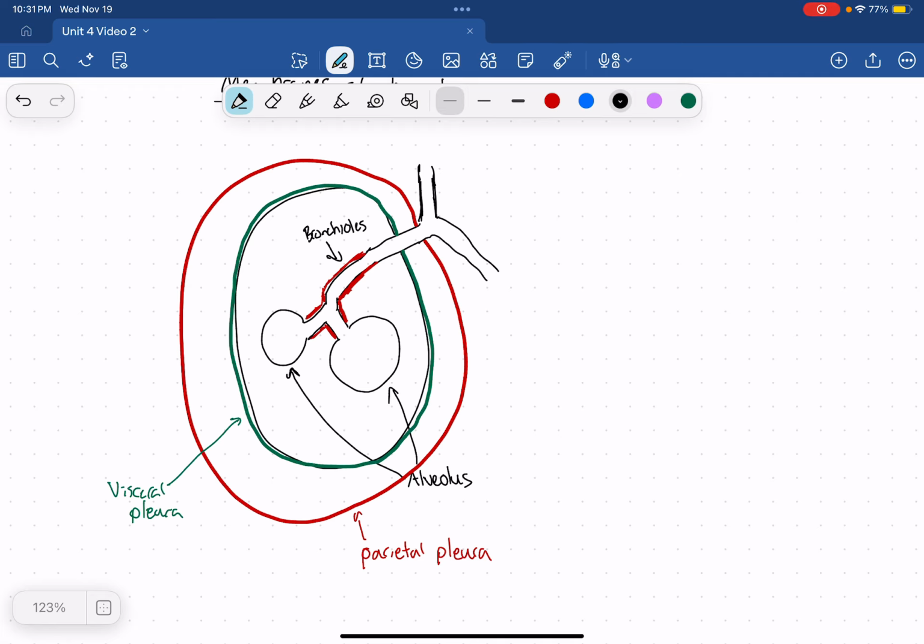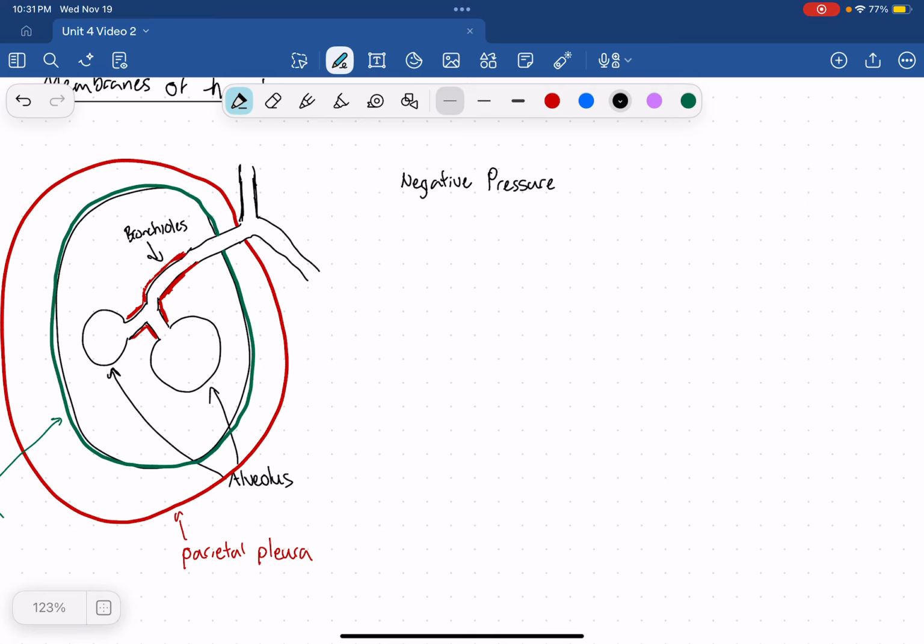First of all, let's talk about why the lungs like to maintain a negative pressure ventilation. When I use that word negative pressure ventilation, this is typically how the lungs operate all by themselves. Negative pressure ventilation. The opposite of that is positive pressure ventilation.